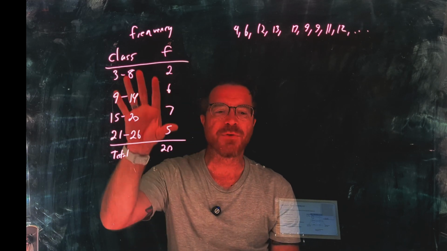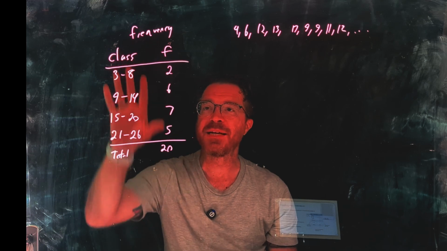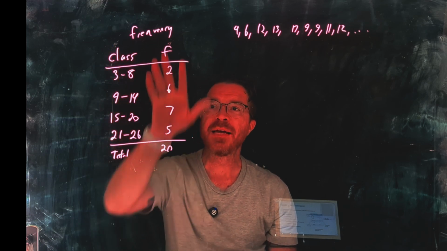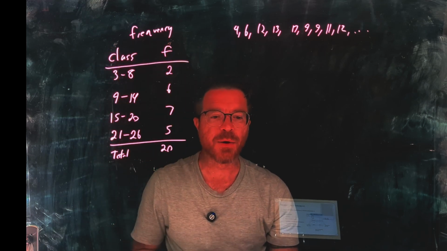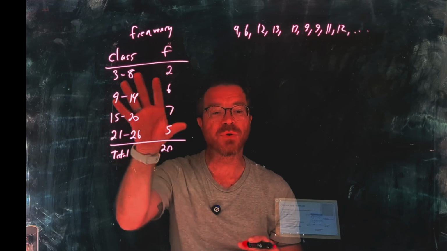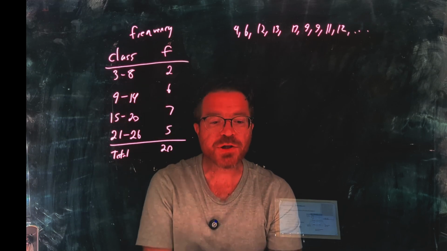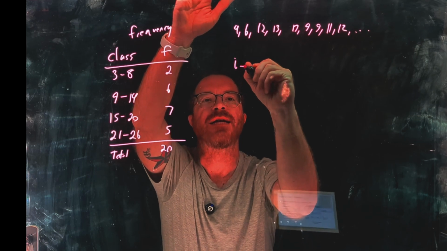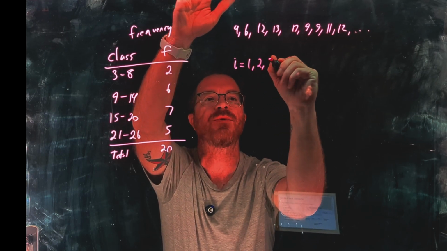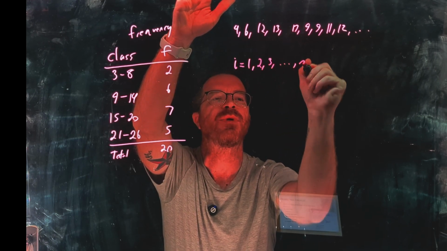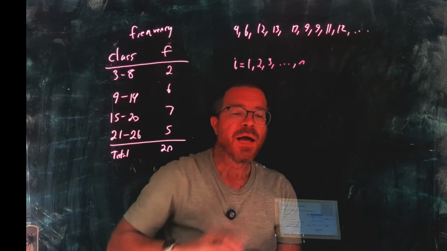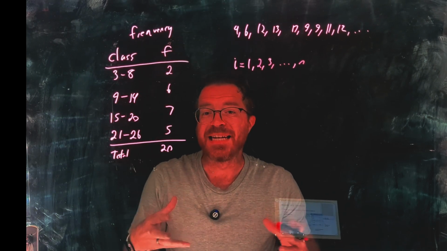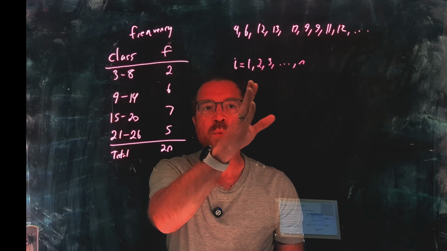But for now, let's focus on the actual frequency table, which has our class and our frequency. Now, a couple things that we want to think about when we're looking at this data is first we have our data count, which is i. So i equals 1, 2, 3, up to n. Now, this i just stands for an index, which means that it is which data point.